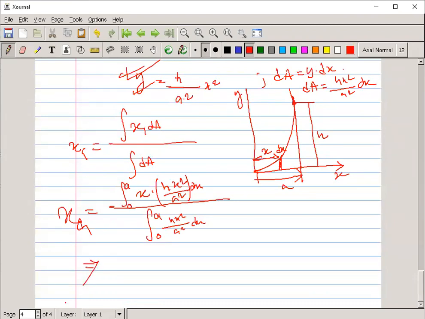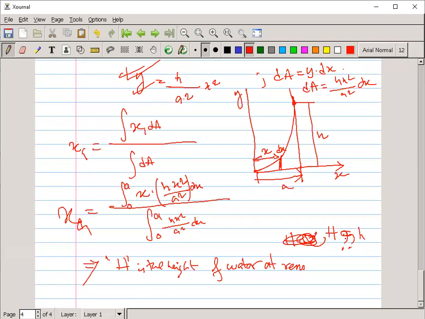So now, as per the question, capital H is the height of the water at rest condition, right? So we have to find the relation between capital H and the small h. Small h is the height for the present problem in the rotating condition, at that state, and capital H is the height of the water when the water comes to rest.